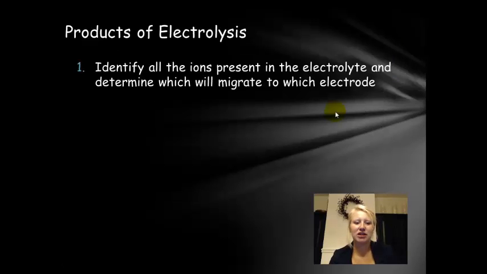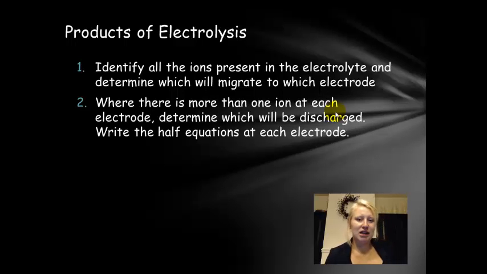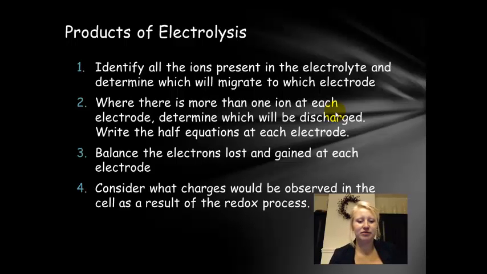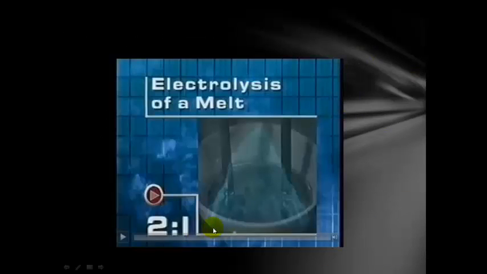So the products of electrolysis. To determine the products in an electrolysis reaction, the first thing you have to do is identify all the ions present in the electrolyte and determine which one will migrate to which electrode. The second thing you need to do, where there's more than one ion at each electrode, is determine which will be discharged. So you have to write the half equations at each electrode. Next, you balance the electrons lost and gained, and then consider what charges would be observed in the cell as a result of the redox process. So let's watch a short video about electrolysis.